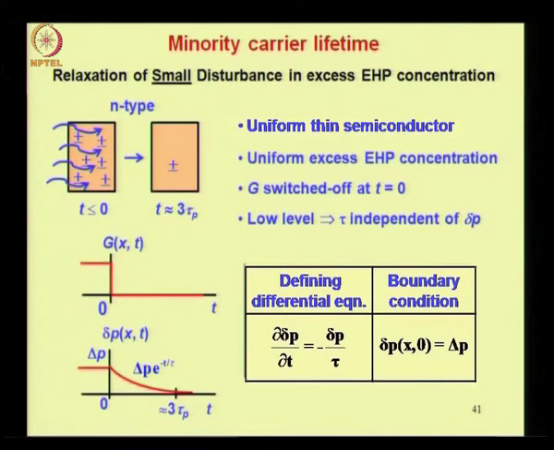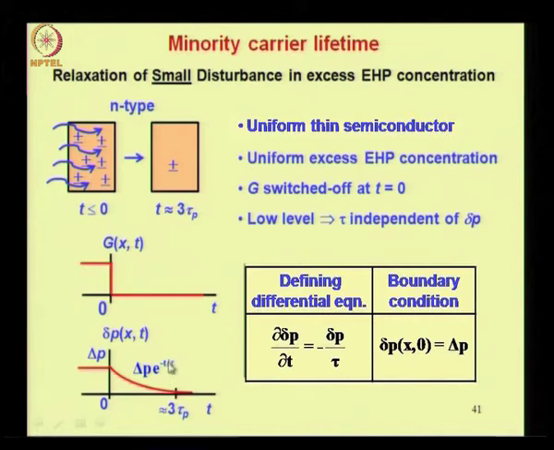The solution of this equation is an exponential that is shown here, and the carrier concentration decays exponentially from the initial value to the equilibrium value. Now from the properties of the exponential, you know that the exponential can be assumed to be almost died out if the duration is 3 times the time constant that enters into the exponential.